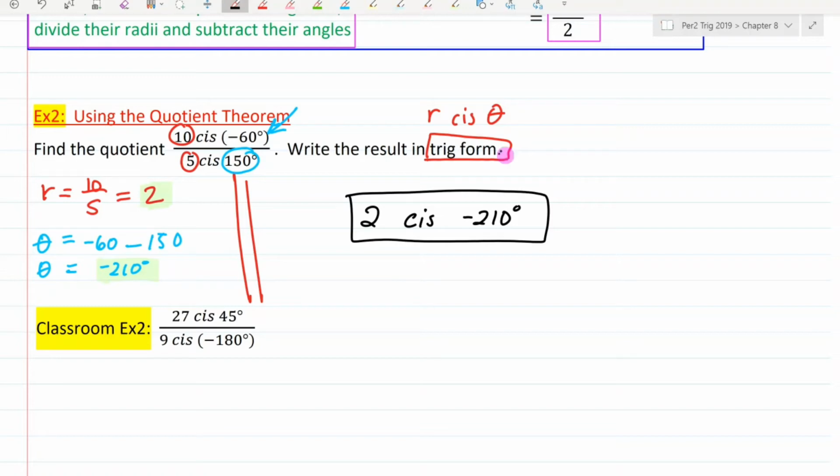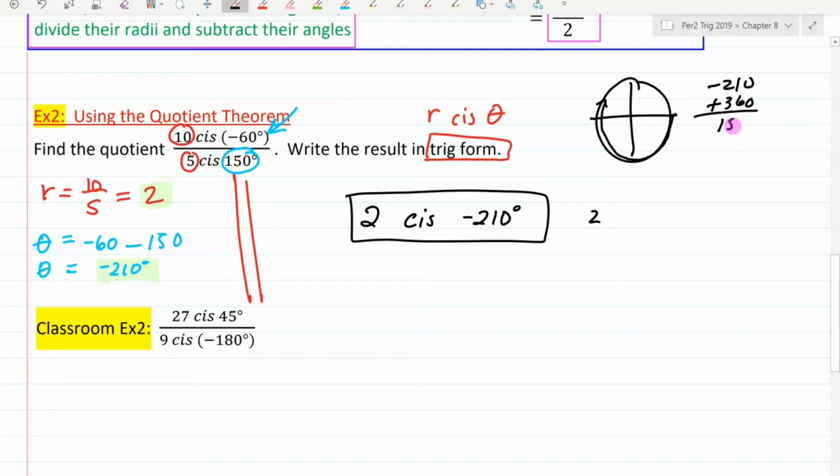If you were going to go into rectangular form, let me just go over that. It would be 2 times cosine of negative 210. Negative 210 is here, which, if you add 360 to that, is the same thing as positive 150 degrees, which would be this one.